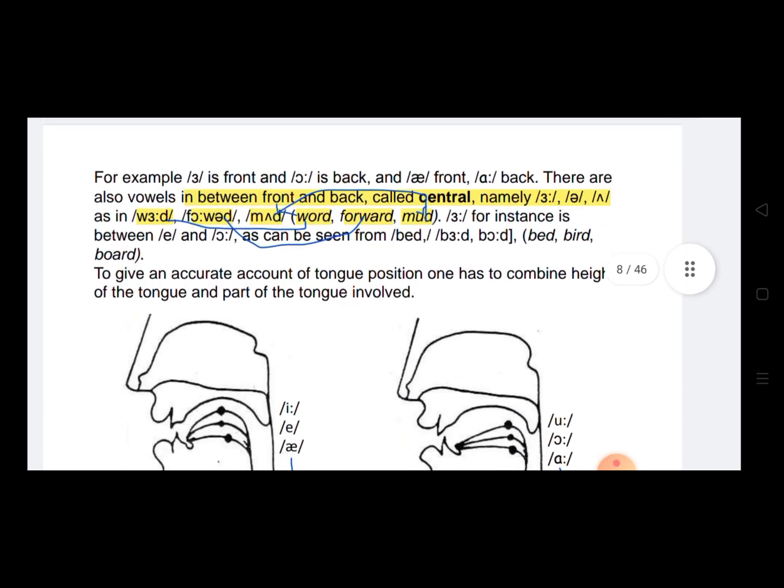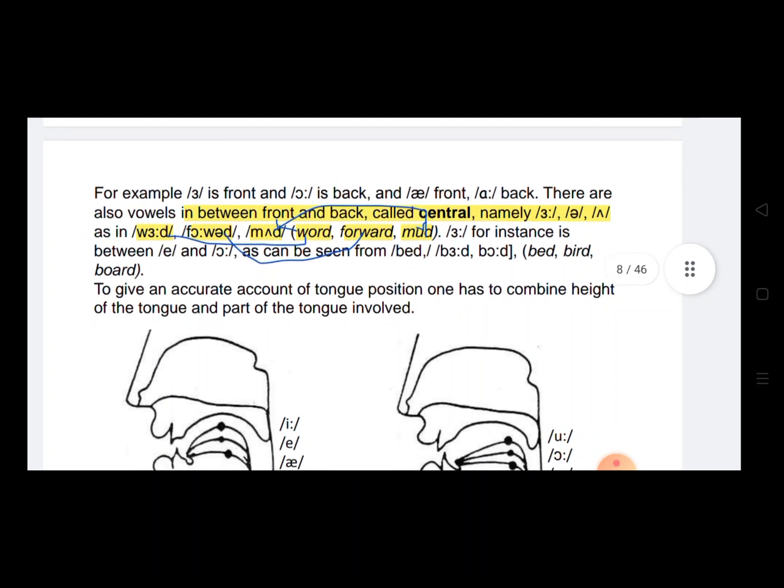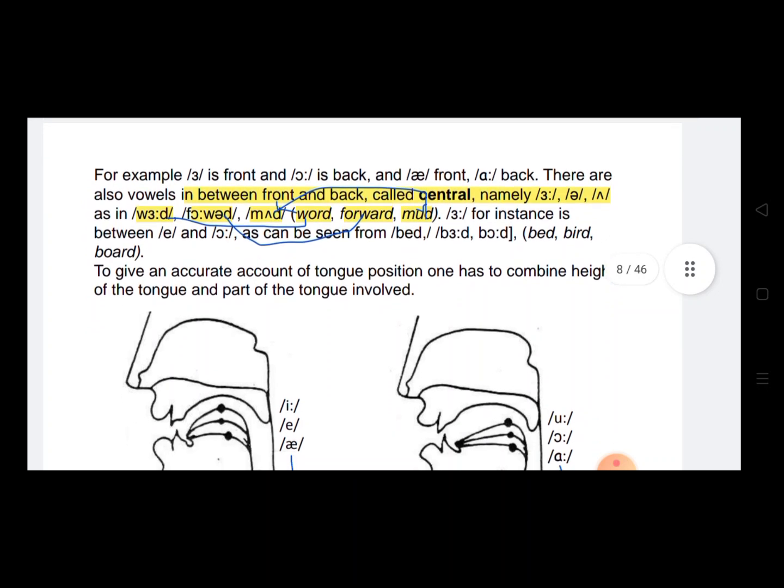So these two vowels, both are long vowels, and there are also vowels in between the front and back, which are known as central vowels. For example, the cut sound, as in the words word, forward, mud.